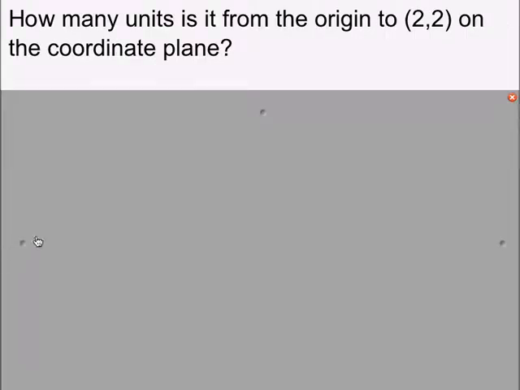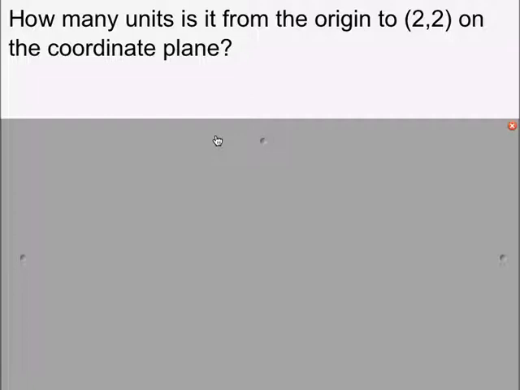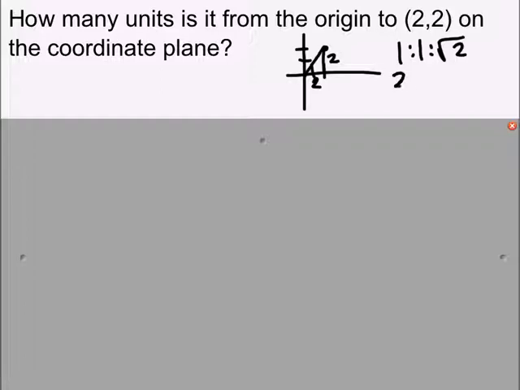All right. How many units is it from the origin to 2, 2 on the coordinate plane? All right, so if we sketch this really quick on a coordinate plane, we will say, all right, this is the point we're looking at. Well, if we drew a triangle here, we would say it has side lengths of 2 by 2. Well, that means it's an isosceles right triangle. So we're going with our 1 to 1 to root 2. So we change that to 2 to 2 to 2 root 2. So how many units is it away? It's 2 root 2 units away from the origin.